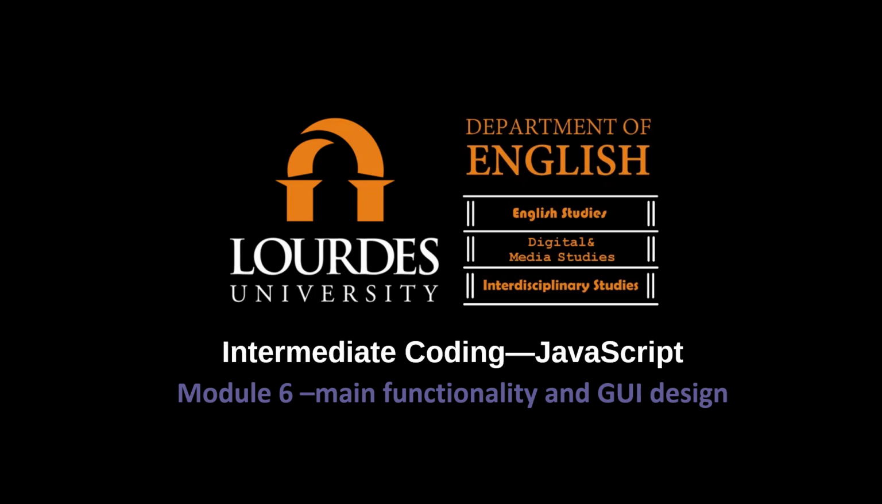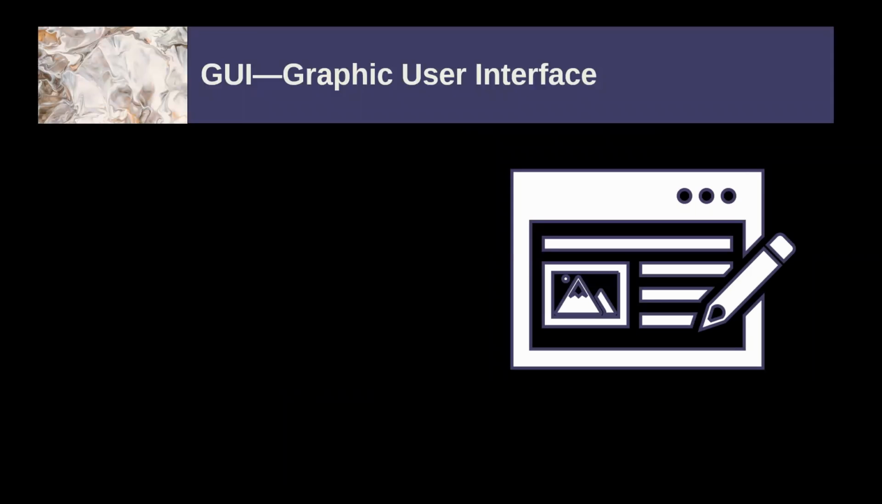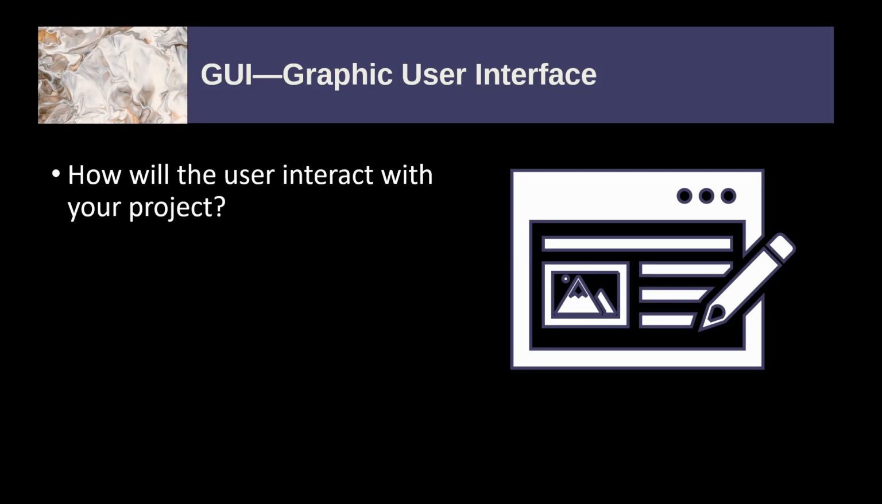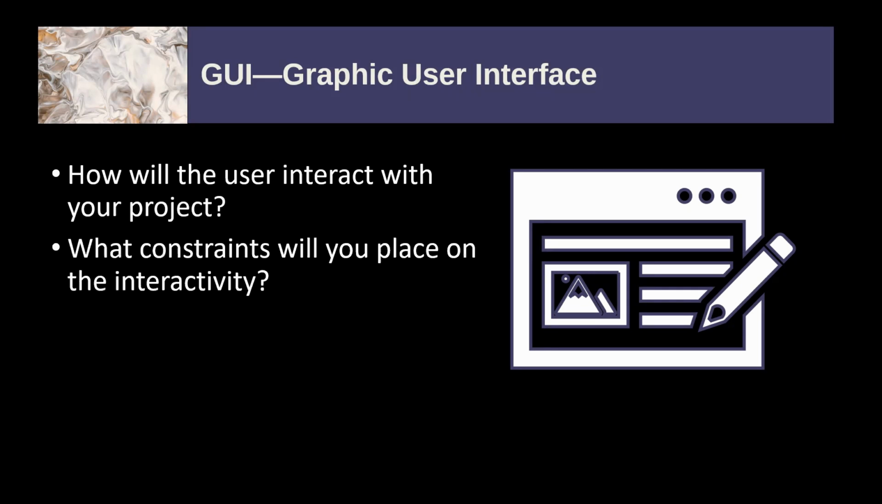In this video, we're going to talk about the main functionality and GUI design. We're going to be using a sample program that I've created to walk through the elements of the project process. First of all, remember GUI, that's our graphic user interface. What we want to do is figure out how will the user interact with the project. What constraints are you going to place on interactivity?